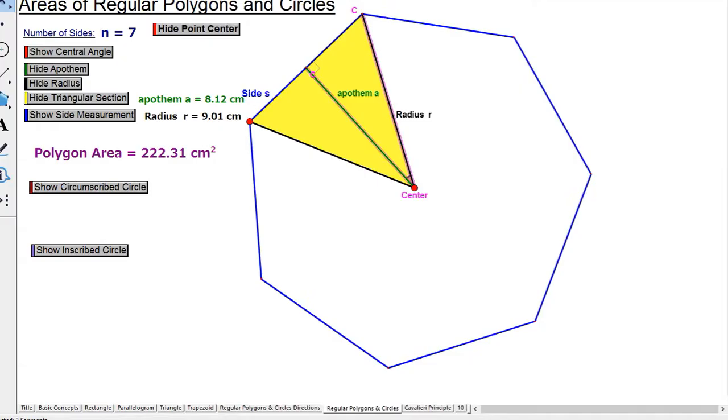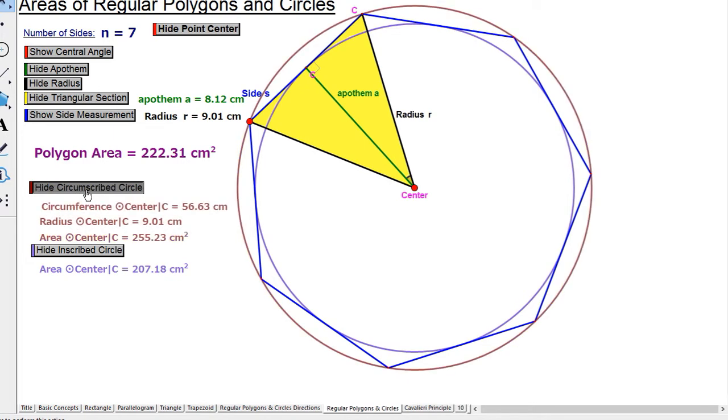Let me go back to here and show you that there are a couple of circles we might look at. First of all, if we take a circle centered at the center of the polygon whose radius is the apothem, then that will be an inscribed circle. The interior of the circle is completely contained in the interior of the polygon, and each side is actually tangent to the circle at the midpoint of that side. So it actually touches the polygon in n places.